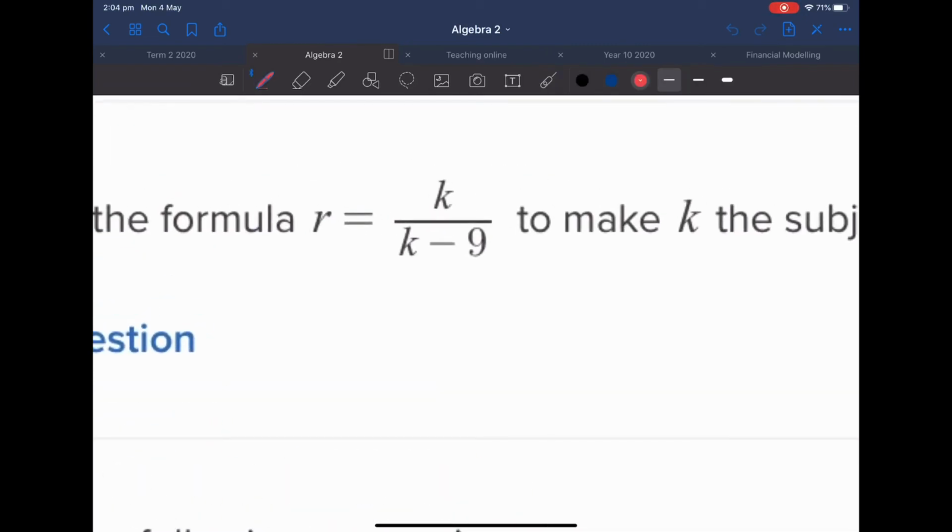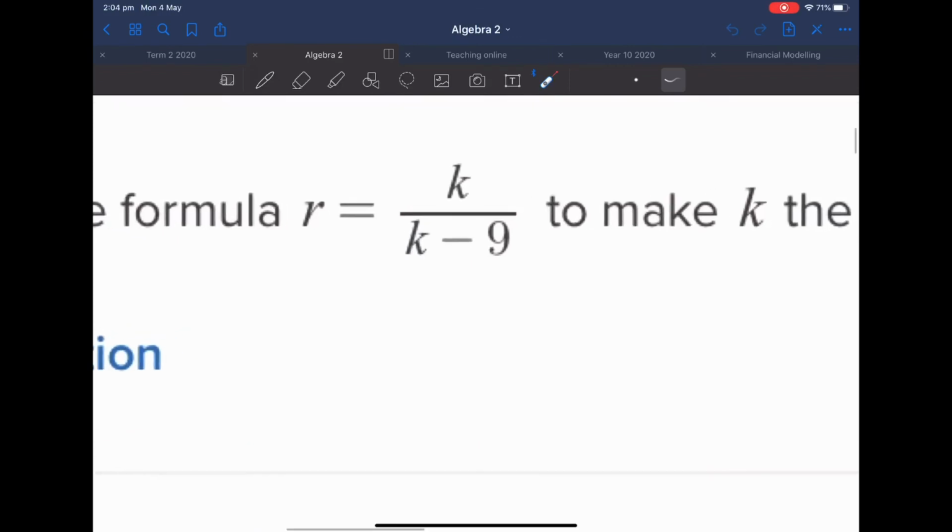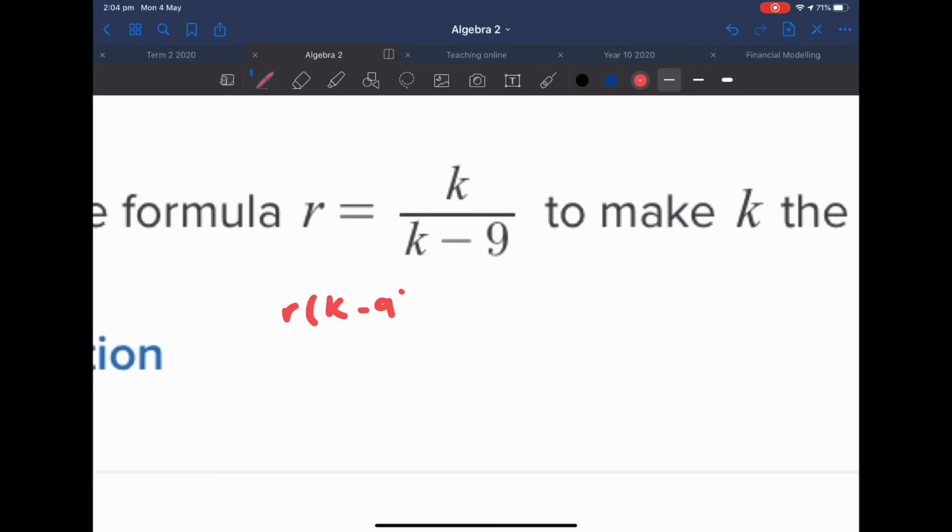The first thing we need to do is realize we're trying to solve for k. What makes this a tricky question is you've got 2 k's. They're in different spots. So we need to manipulate what we can to try and get the k's in the same spot or on the same side, but not on the top and bottom of a fraction, because that's no good. So the only thing I can think of doing here is to get rid of this divide by timesing it on the other side. So if I was to do that, I'm going to have r times (k minus 9) equals k.